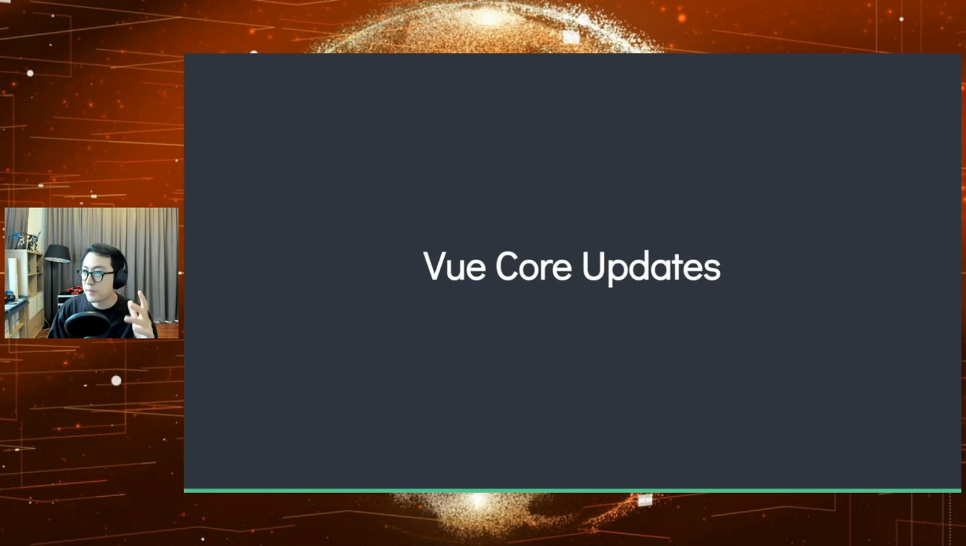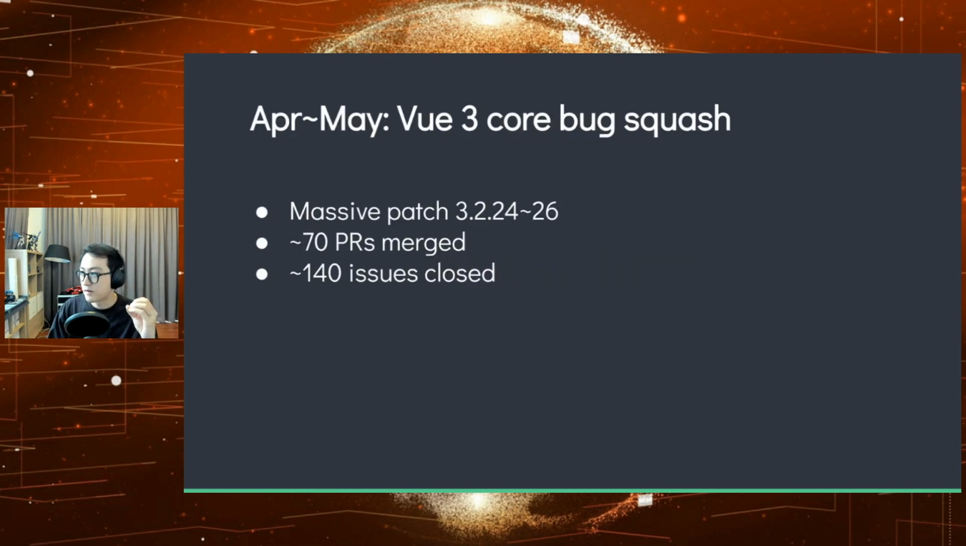All right, so now let's get into Vue core. During April and May, we spent approximately a whole month on Vue 3 core bug squash. This resulted in massive patch releases between 3.2.24 to 26, merged over 70 pull requests, and closed over 140 issues. All of this was in preparation for other work that's paving the road for 3.3, because we want to get a good sense of the current outstanding bugs and make sure that we have a stable foundation to build upon for the next iteration of new features.